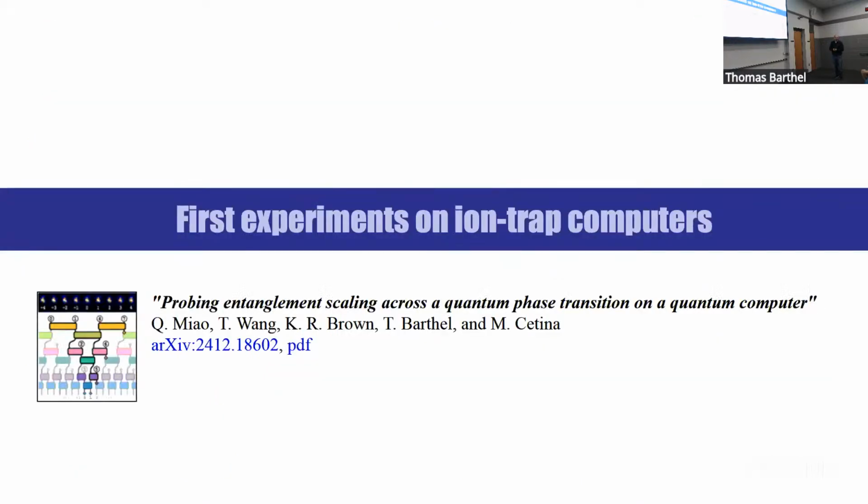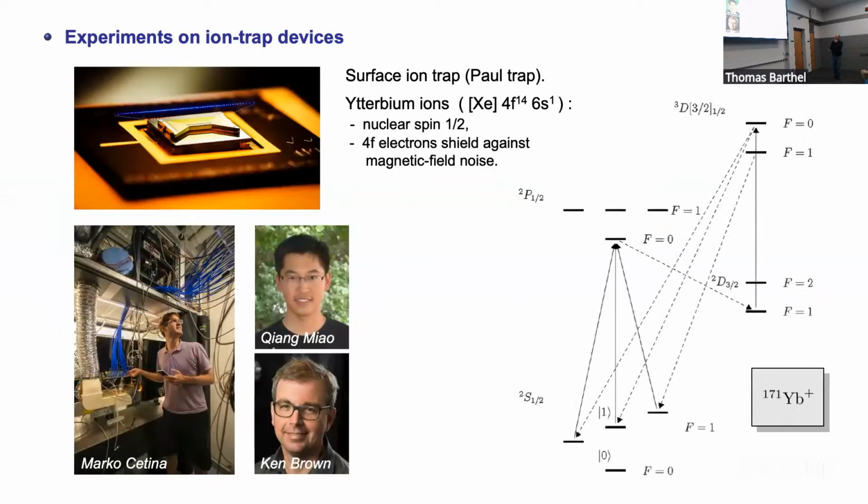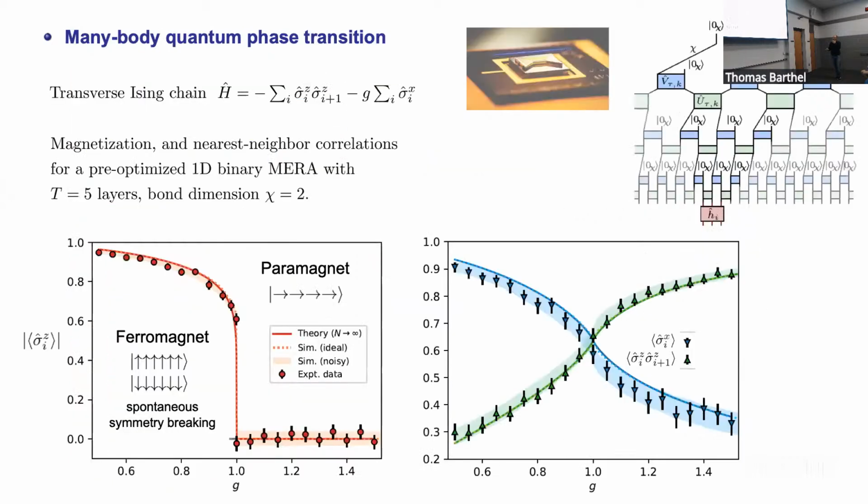Okay, yeah, let me show some first experiments that we did at the Duke Quantum Center with Marco Cetina and Ken Brown to test this. So I don't have to talk a lot here about ion trap systems. These are trapped ion systems, which encode the spin degree of freedom in two hyperfine ground states.